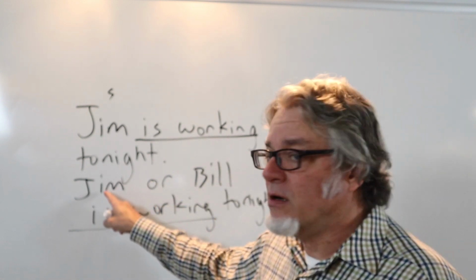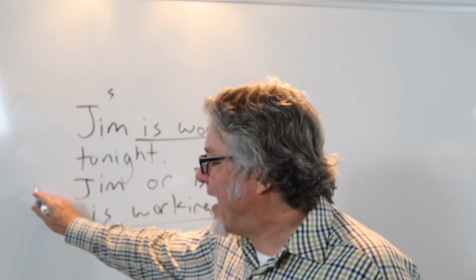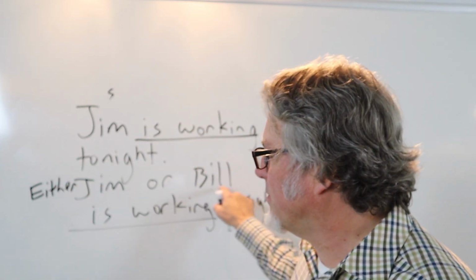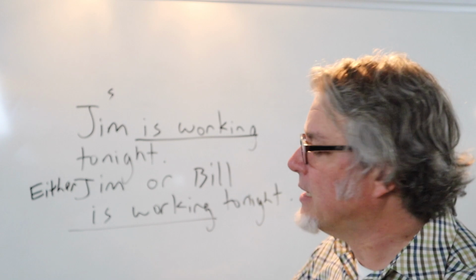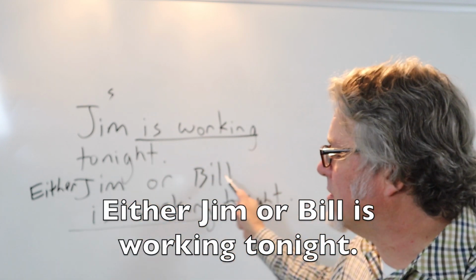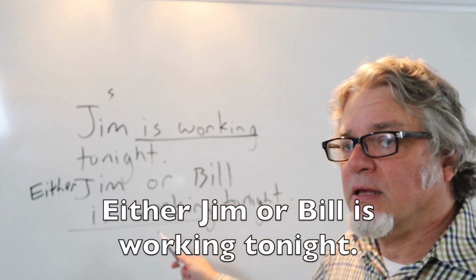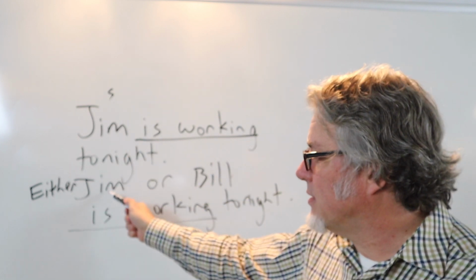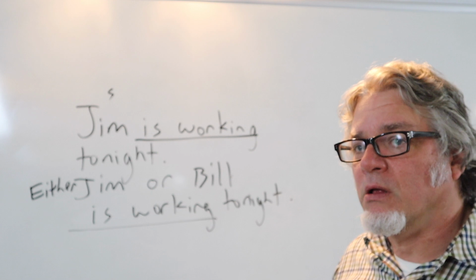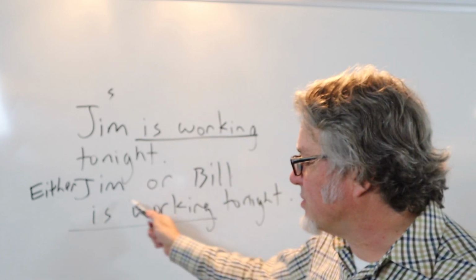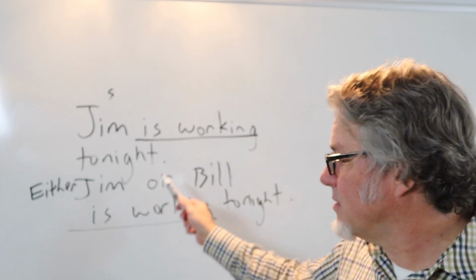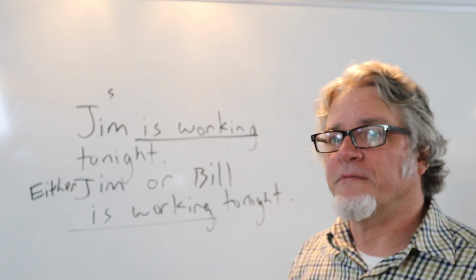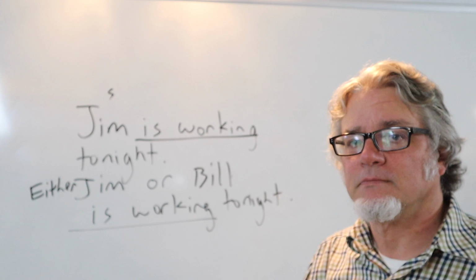It would sound better to add the word either before the compound subject. Either Jim or Bill is working tonight. This indicates that there is a choice between Jim or Bill. Notice that the verb matches one person in the position of the subject.